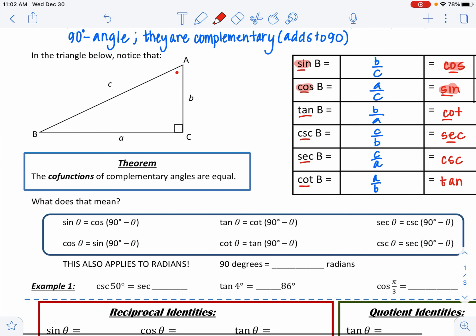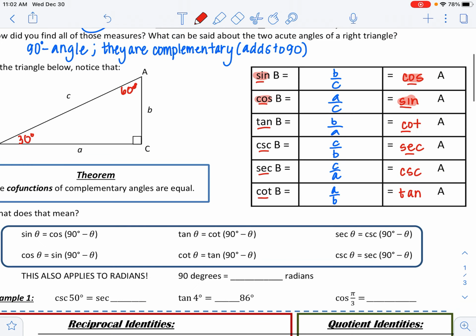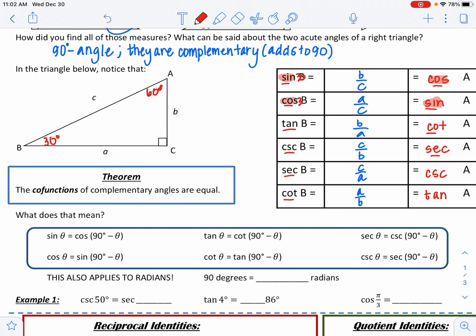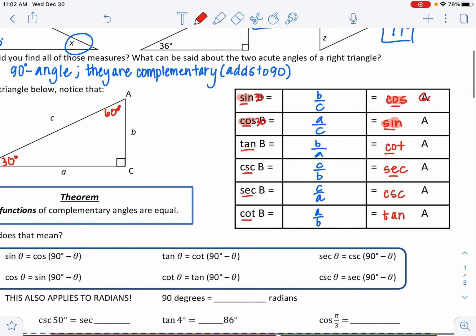So what I also want you to notice is that if I knew this angle here was 30 degrees, then this would have to be 60, right? So if I filled in 30 here, 30, 30, 30, 60, 60, what this is saying is that the sine of 30 degrees is the same thing as the cosine of 60 degrees. And the cosine of 30 degrees is the same thing as the sine of 60 degrees. And that should make sense. Because if you think about it, the sine of 30 degrees is 1/2, and the cosine of 60 degrees is 1/2. The cosine of 30 degrees is root 3 over 2, and the sine of 60 degrees is root 3 over 2. So this is true. We already actually knew that, but maybe just didn't put 2 and 2 together.